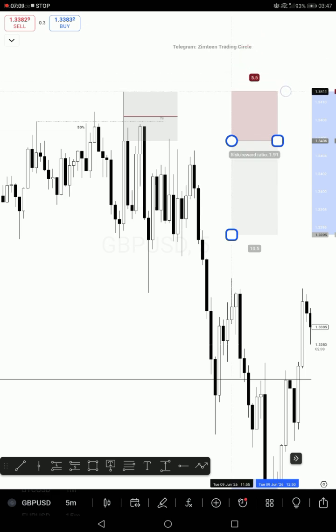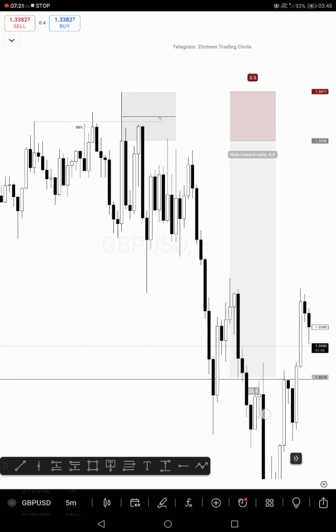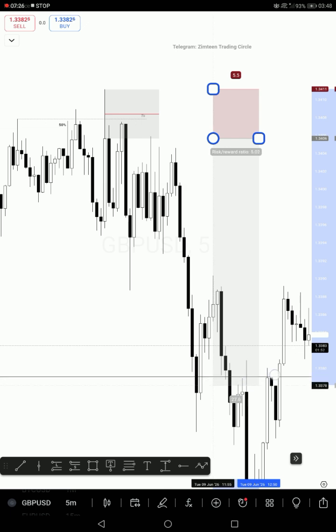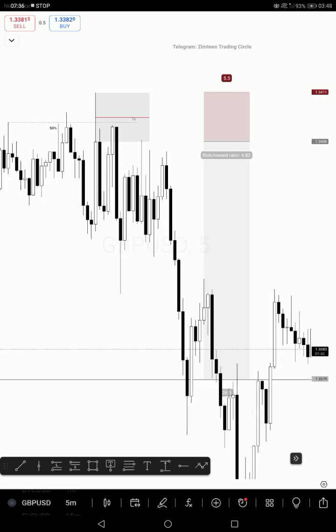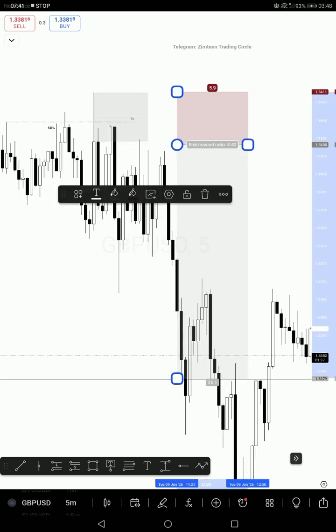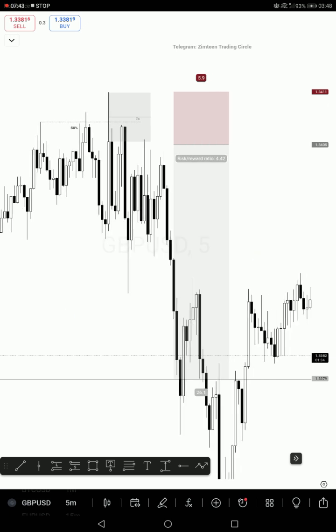Okay, and this will be my SL, my stop loss, and this will be my take profit. 5R. Let's just say this is 5R. Okay, 4.8R, and that's really nice for a trade to be caught on Tuesday.